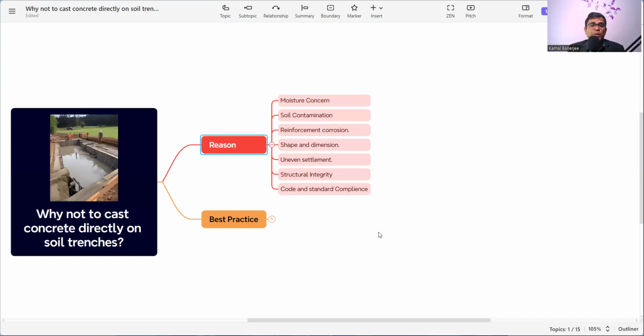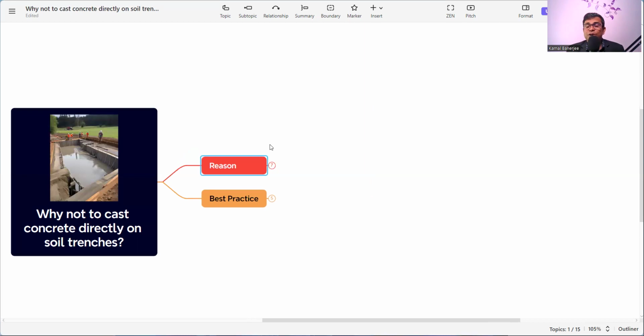And then code and standard compliance also says we cannot pour the concrete over the soil because of all these points. That's why we need to comply with the codes and standards, and why we are not allowed to cast the concrete directly on the soil or in trenches: because of the moisture concern, soil contamination, reinforcement corrosion, shape and dimension problem, uneven settlement, structural integrity, and codes and standard compliance. So these are the reasons why we do not cast concrete directly on the soil.